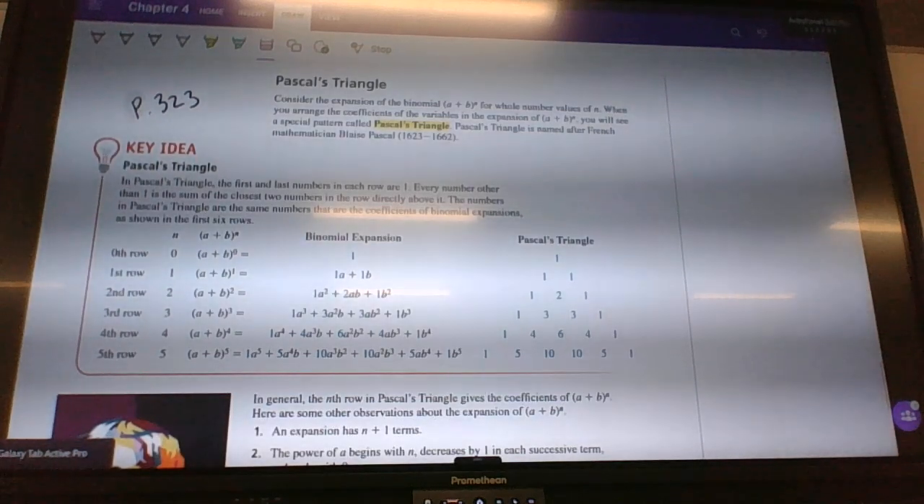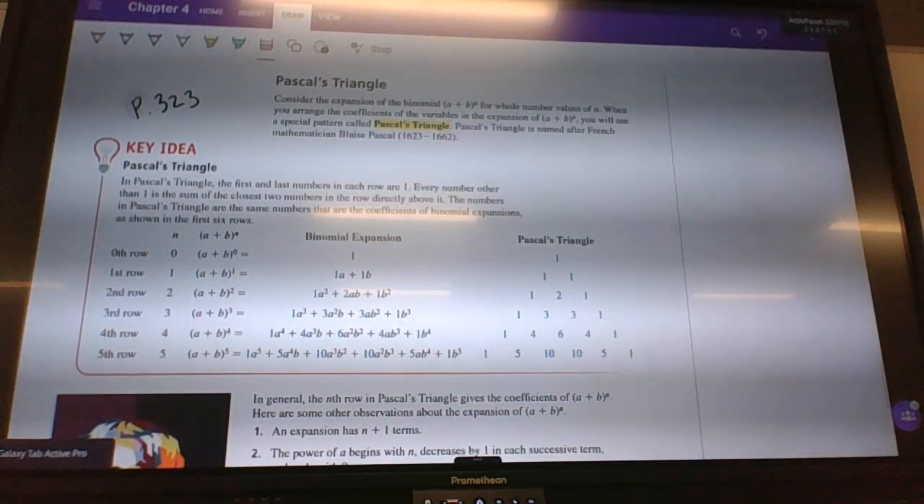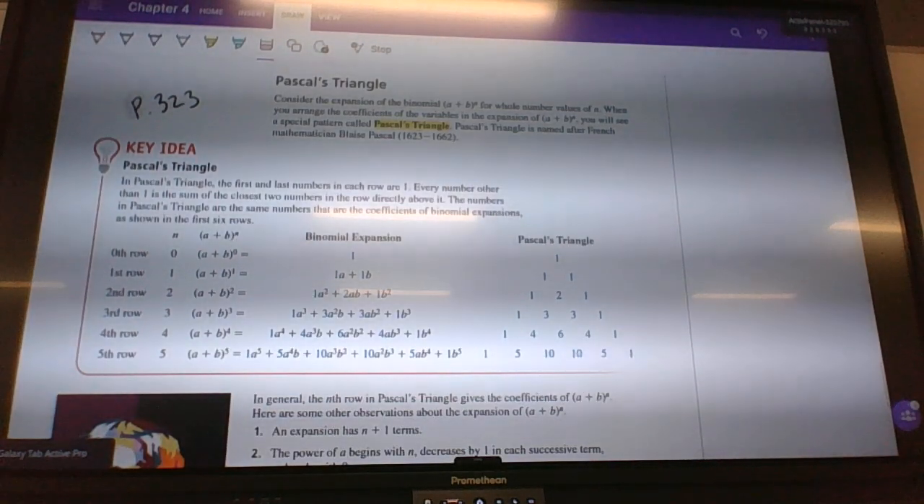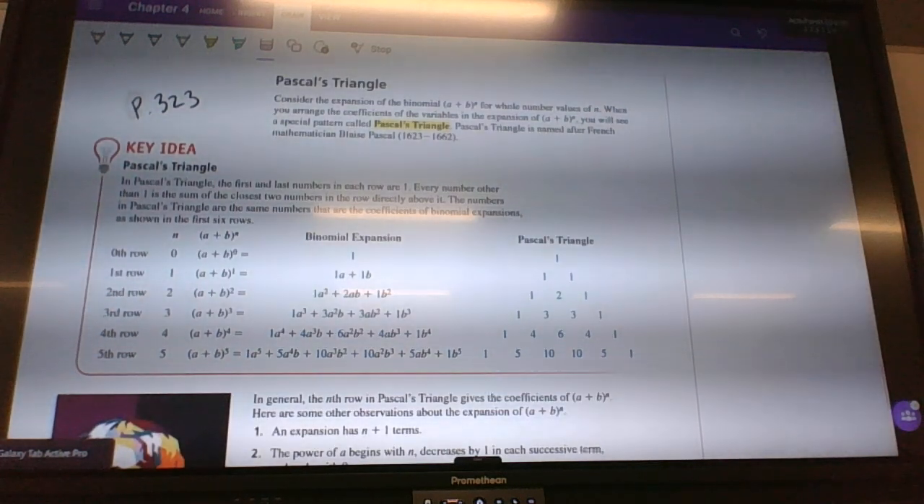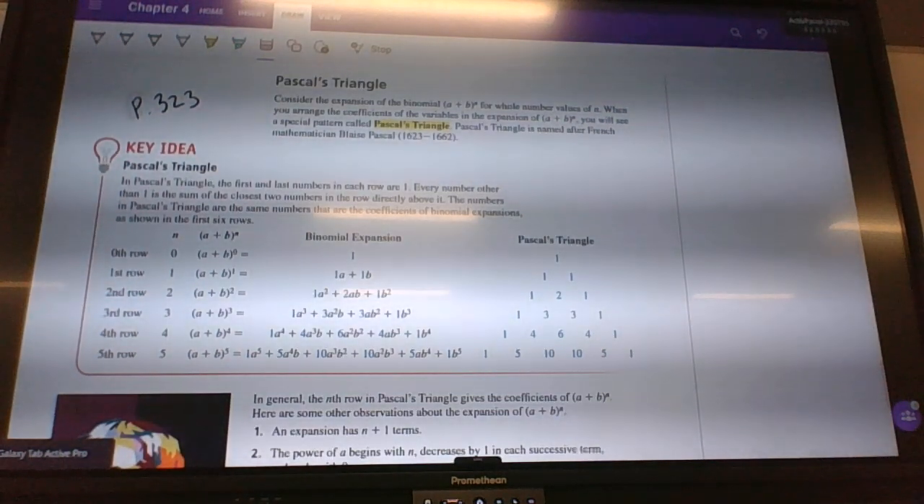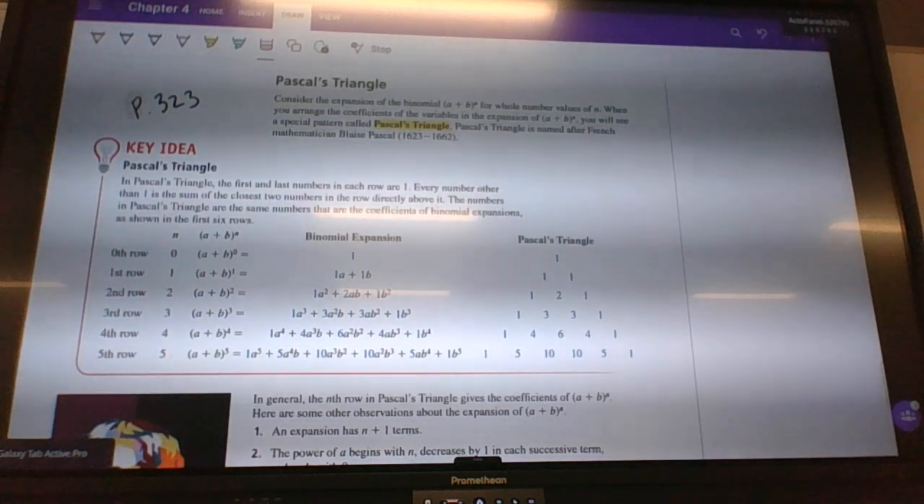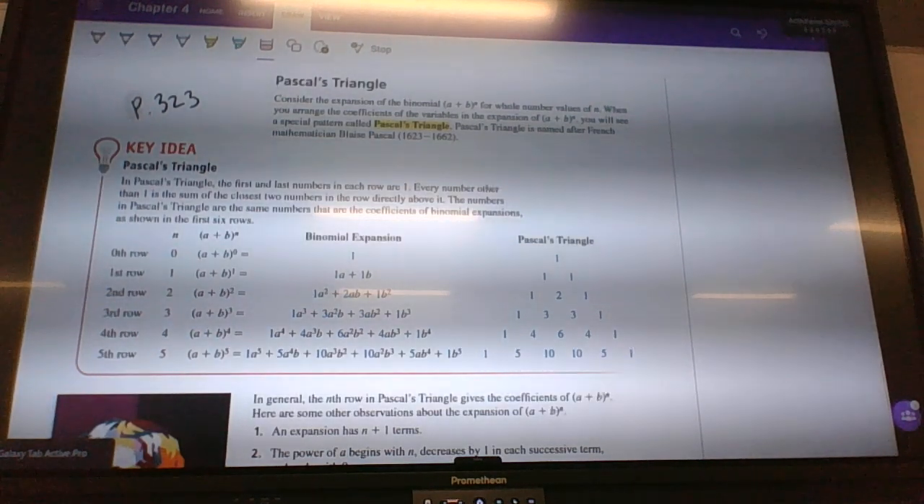Can anybody do the next row? Yes. Let's hear it. 4 plus 6 is 7. 6 plus 15 is 20. 21. 15 plus 20 is 20. Alright. Yeah. 21.